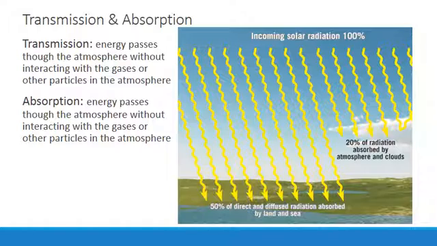Figure 2-15 illustrates what happens to incoming solar radiation averaged for the entire globe. Notice that on average, about 55% of incoming radiation reaches the Earth's surface. About 50% is absorbed at the surface, and the remaining 5% is reflected back towards space.